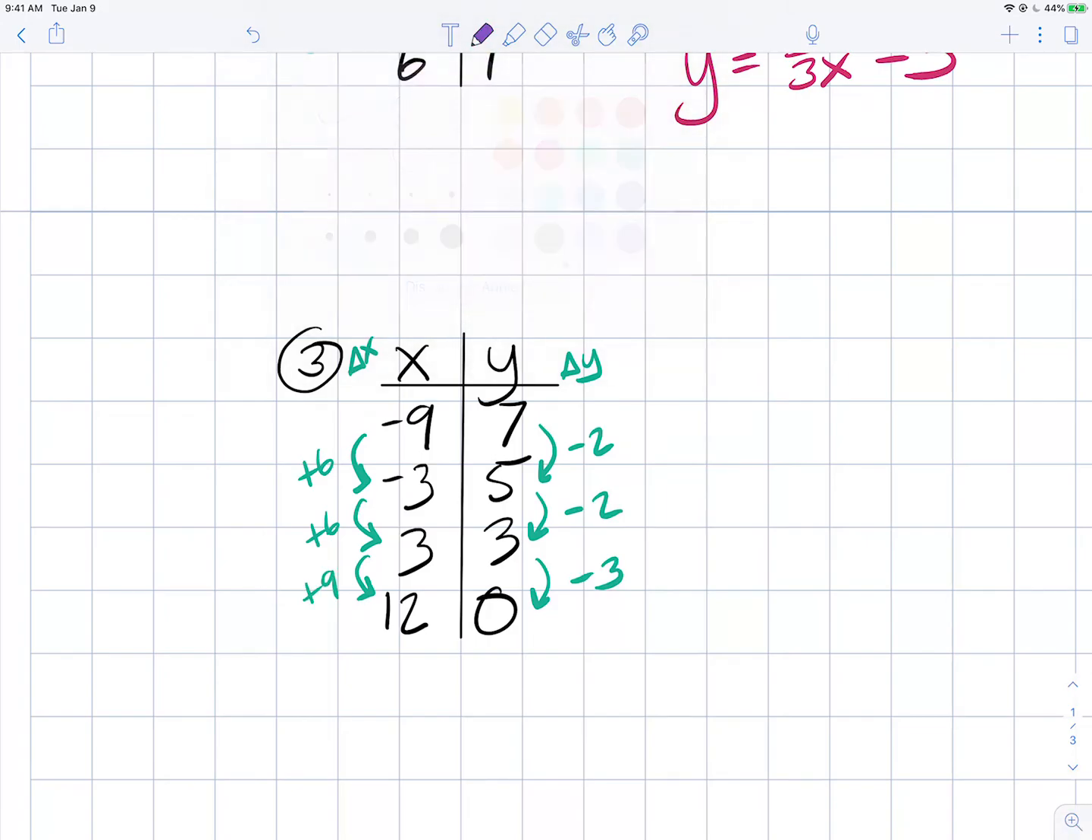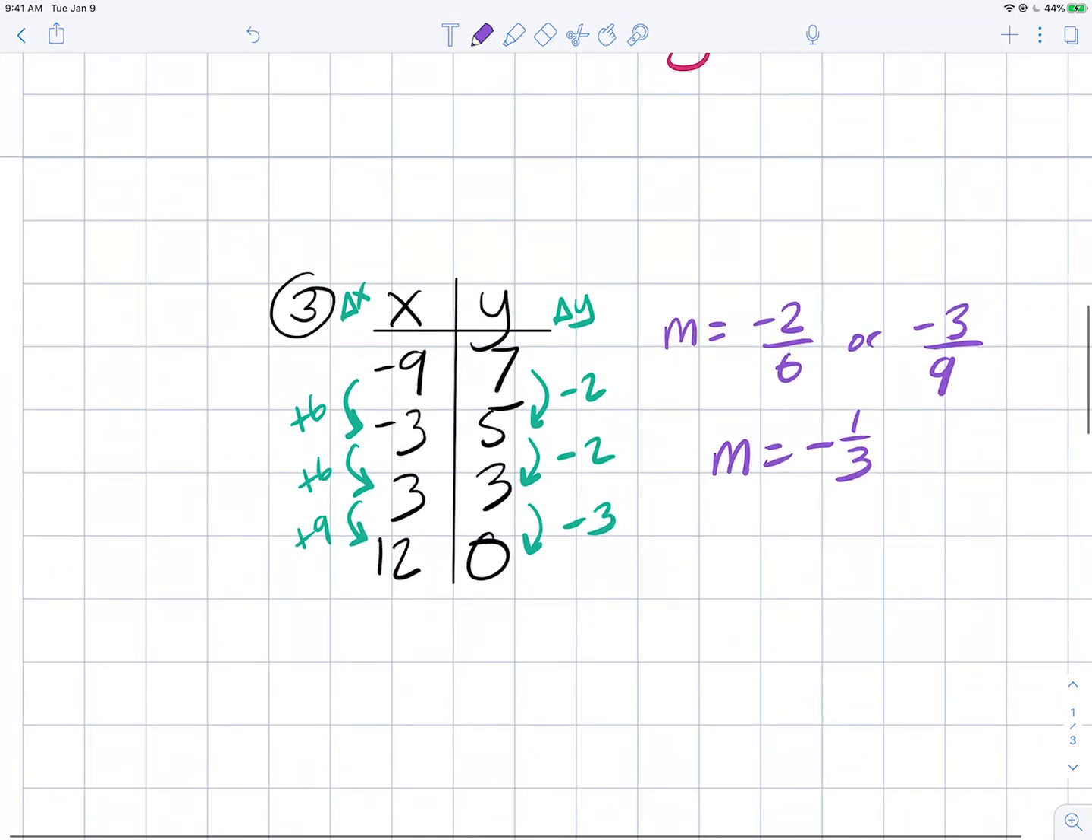So our slope is going to be -2 over 6, or also known as -3 over 9. Either way, your slope reduces to a -1/3. So it's important to have, if it's adding or subtracting, that's why I always put the sign, so that you can figure out if your slope ends up being a positive or negative slope. Now I'm going to look for the y-intercept, and I don't have one. Okay, so this is where just using y equals mx plus b is not going to help us.